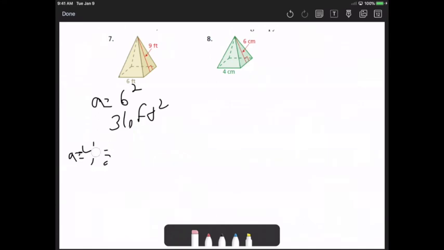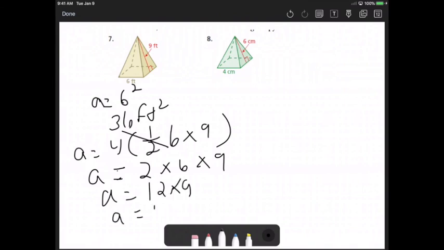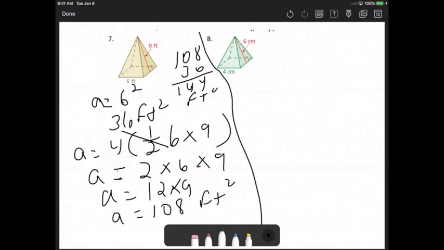Oops, I don't like what I did there. Let me rewrite that. Area will equal 4 times 1/2. Base is 6 times 9 is the height. Area equals, simplify there, 2 times 6 times 9. Area equals 2 times 6 is 12. 12 times 9 is 108. So area equals 108 feet squared. And then we're going to add 108 and 36. So 108 and 36, we get 144 feet squared. Oops, sorry, it's a little sloppy.